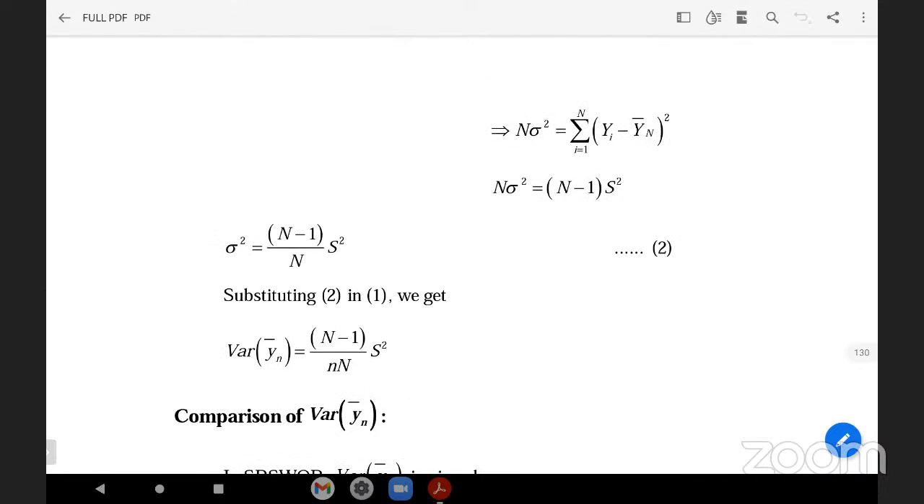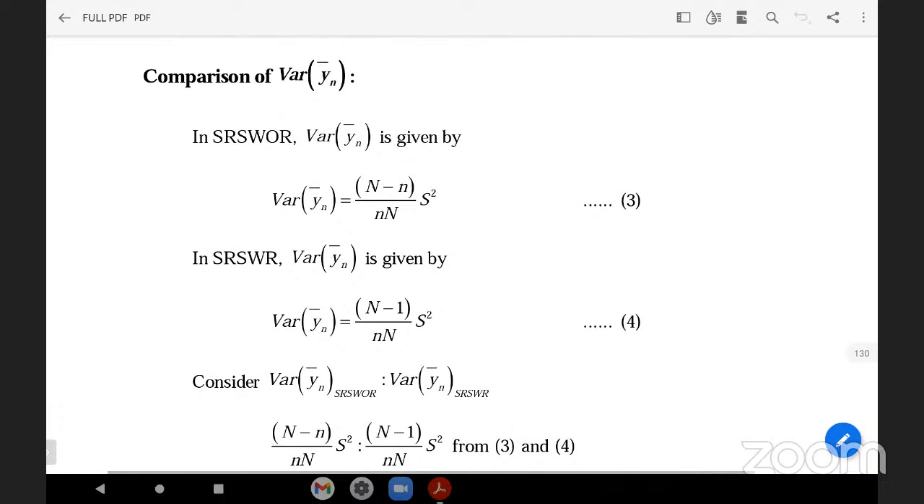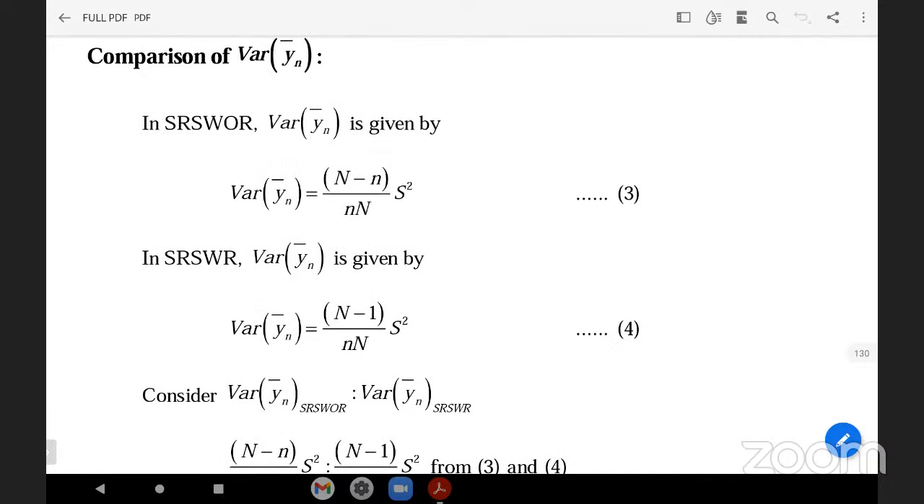Next, there are some conditional relations: comparison of the variance of y n bar without replacement and with replacement.